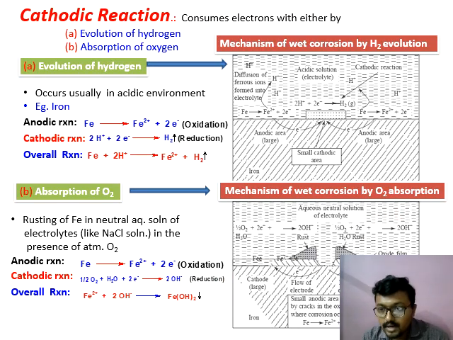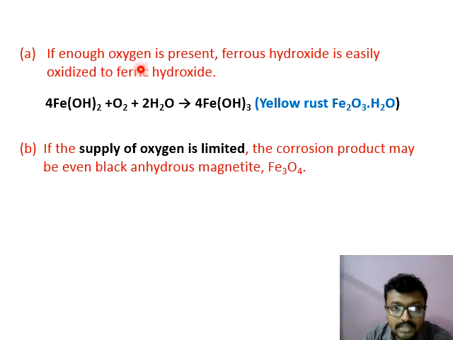Now if there is enough oxygen, then Fe(OH)2 is further oxidized to Fe(OH)3, that is forming yellow rust. Okay. If the supply of oxygen is limited, then we are forming another oxide, Fe3O4.